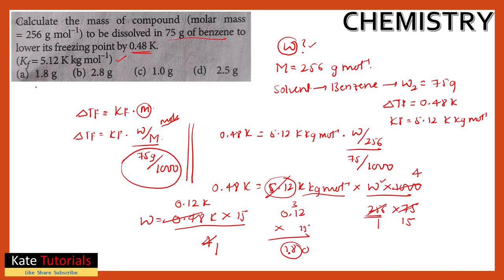So let us see the options. 1.8 is here. 2.8 is not the answer, 1.0 is not the answer, 2.5 is not. So the correct answer for this question is option A.